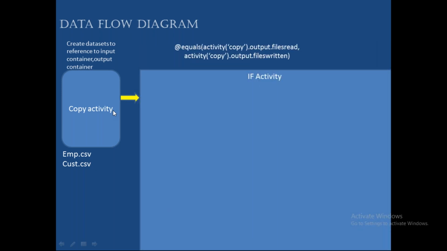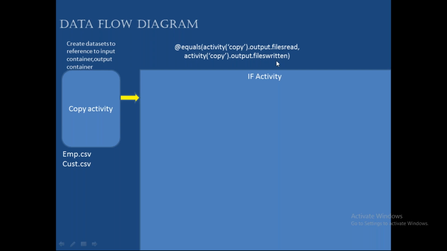What is the if activity going to do? It is going to check one condition, something like this: @equals(activity('copy').output.filesRead, filesWritten), meaning @equals(10, 10), it tells whether both are equal or not. In the same way, if you apply this dynamic content activity('copy').output.filesRead, it is going to give you the number of files it read. Activity('copy').output.filesWritten is going to give you the number of files it has written to the output container. Files read means how many files it read from the input container.